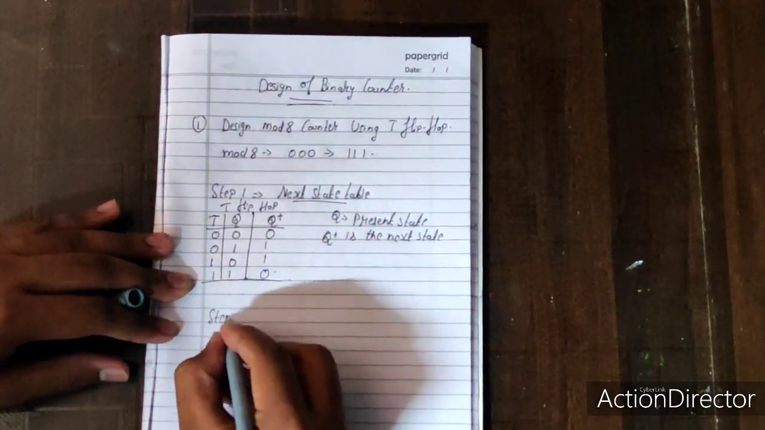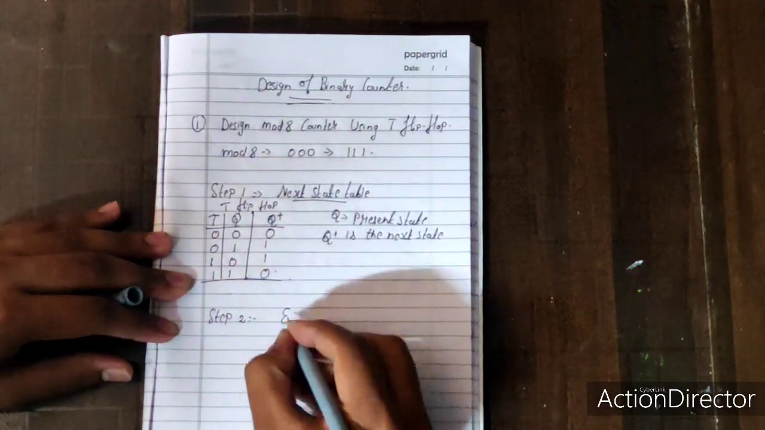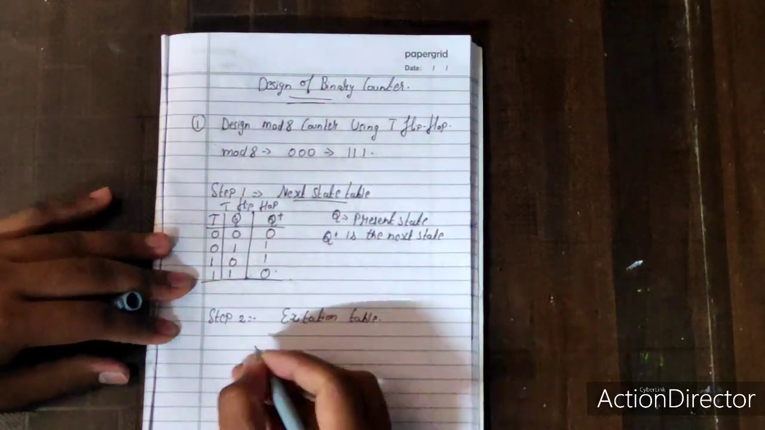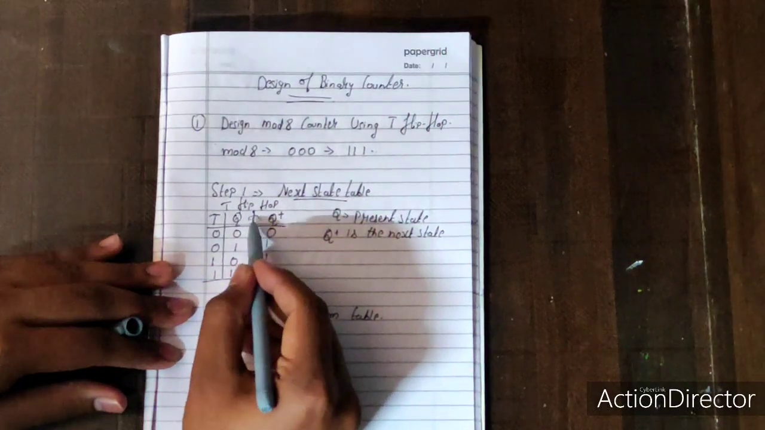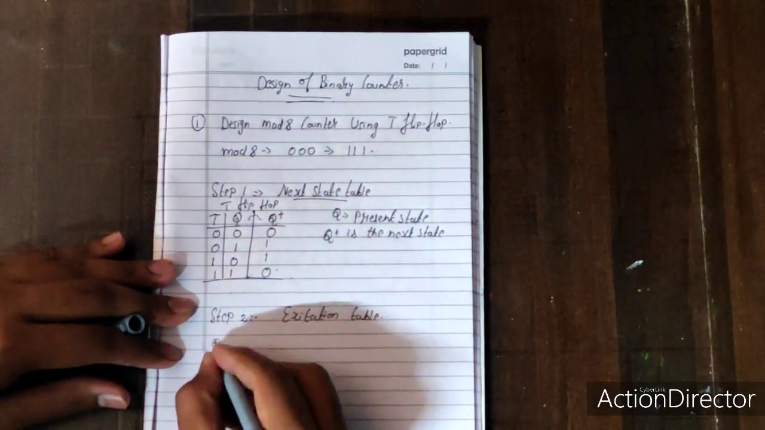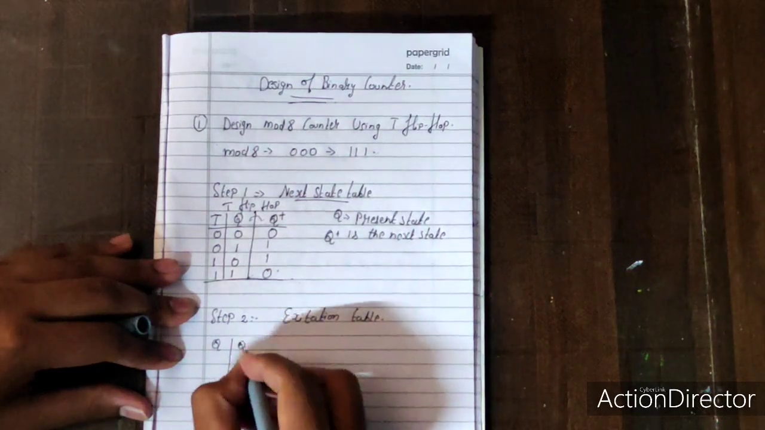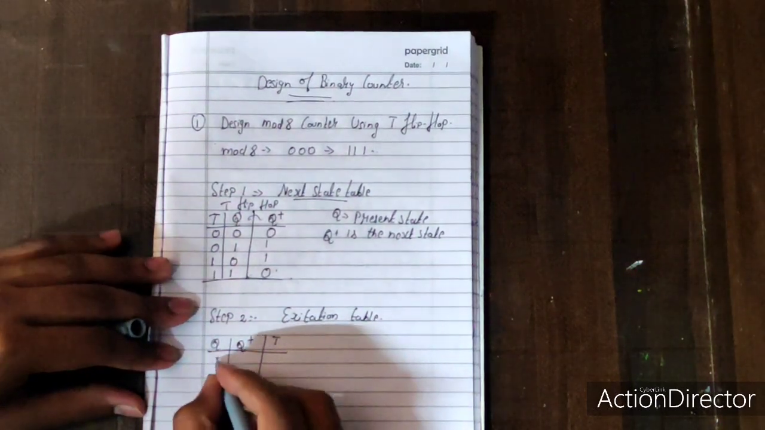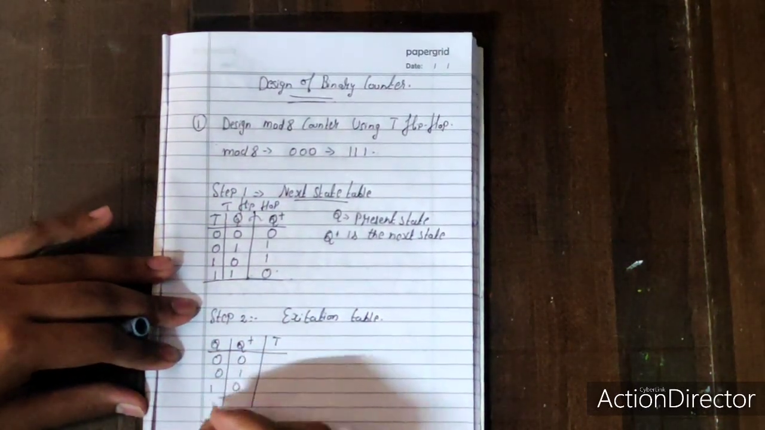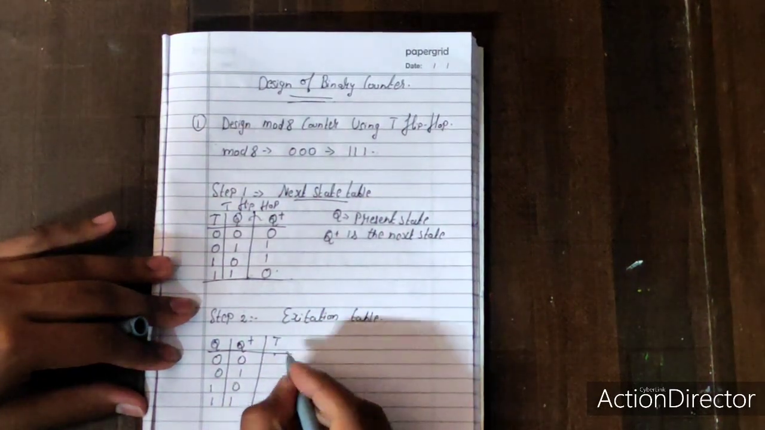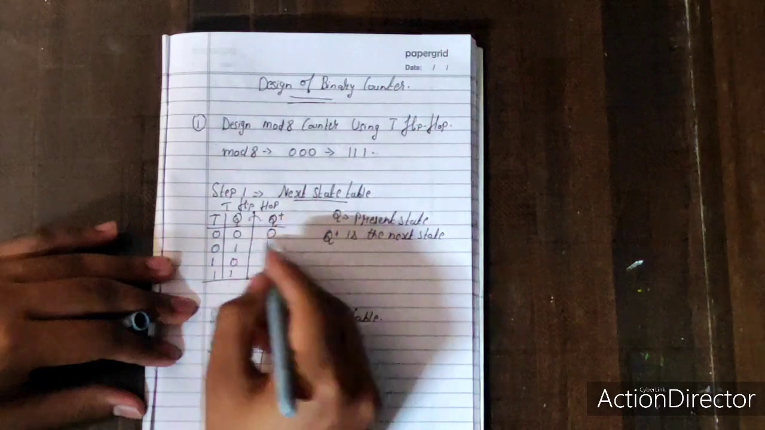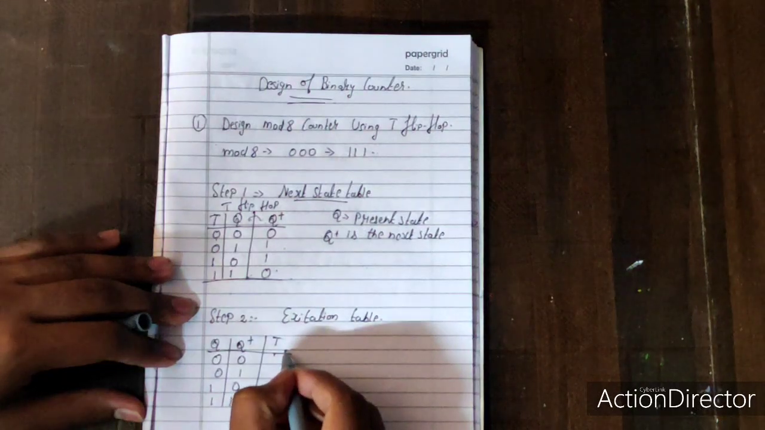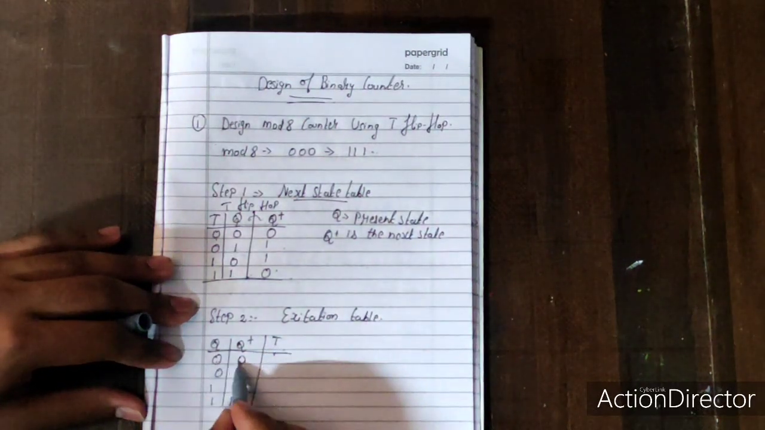Moving on to step 2, the excitation table. In this table, we are just going to rearrange Q and Q plus. Basically, we are going to consider Q and Q plus as our inputs and T as our output. So again, here we are going to draw all the 4 combinations, 0, 0, 0, 1, 1, 0, and 1, 1. And in order to fill in T, we need to go back to our next state table. For these combinations, the corresponding T value in the next state table will be the same for the excitation table as well.